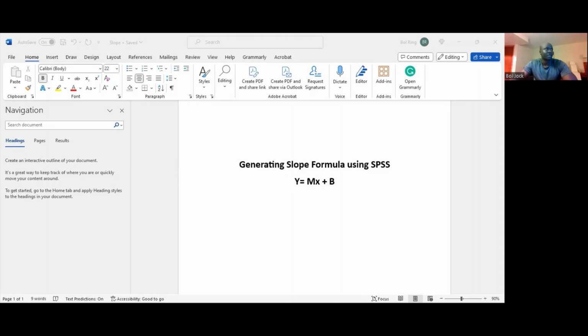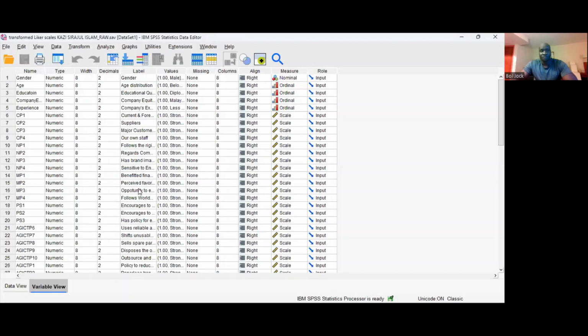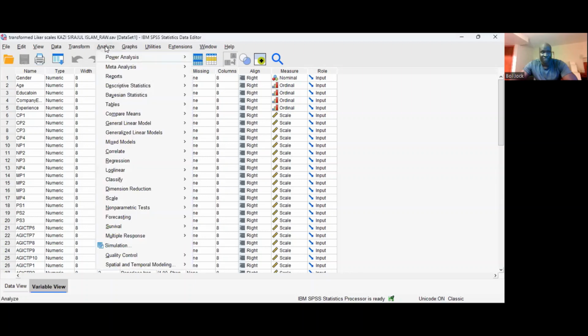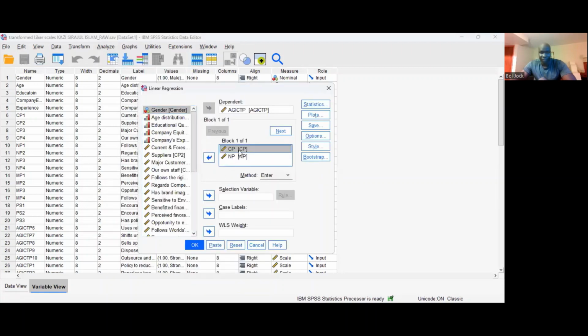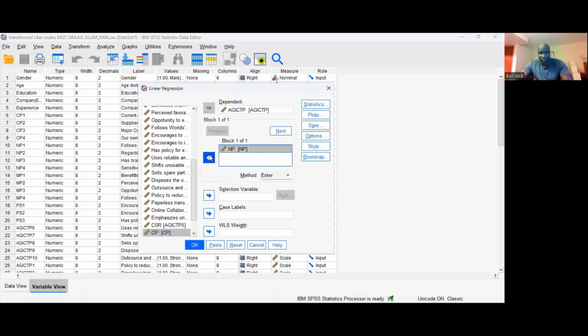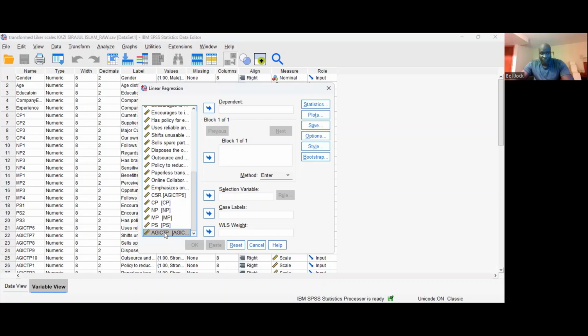So to do that, let's switch to our SPSS mode. You can see this is the data that I collected already. To run a multiple regression analysis in SPSS, go to Analyze, then Regression, then Linear Regression, right? Then we can check the formula, and you can move the variables over.